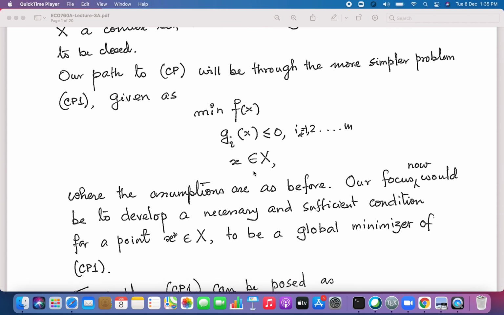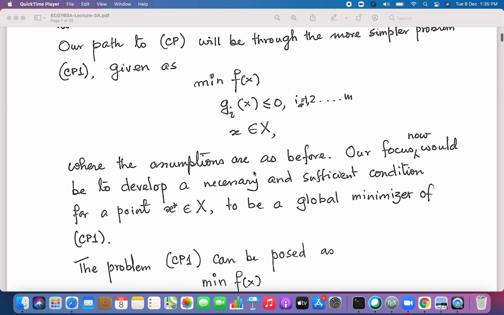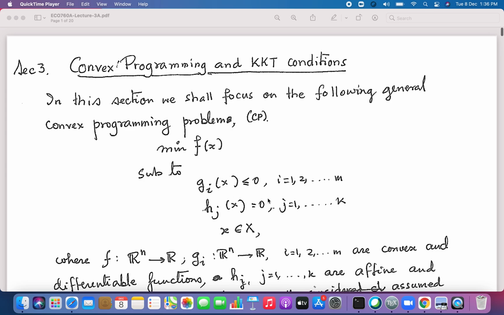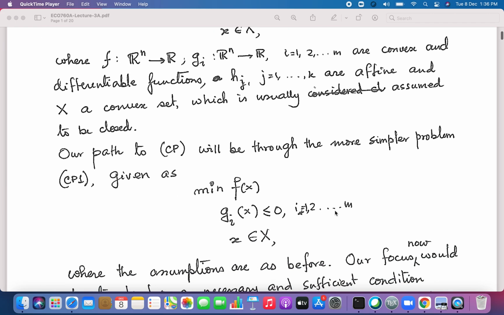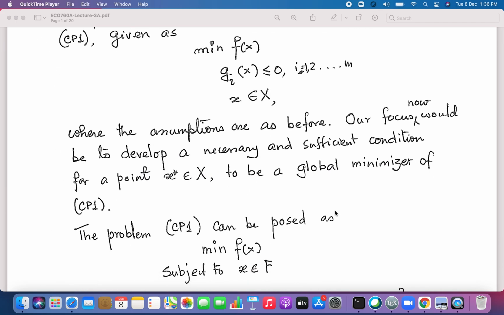So we will look into this problem CP1, which will consist only of inequality constraints and the abstract constraint, and these equality constraints would be forgotten for the time being. Now, if I say F is the feasible set, that is, the set of all x such that g_i(x) is less than or equal to 0 and x is an element of X, then our problem is to minimize f(x) over F. Now, how do I get an optimality condition?